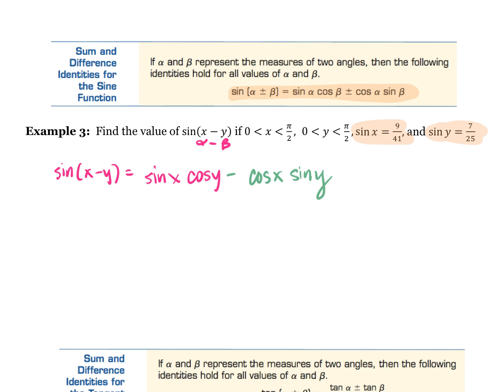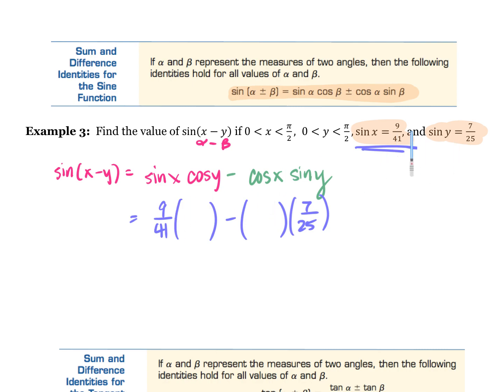Do you agree I can replace this sine of x with 9 over 41? I'm going to do a simple substitution and say, well, this sine of x is 9 over 41. Do we know what the cosine of y is? We don't know yet, so I'm going to just leave that blank. We're going to multiply that by something. Minus, do we know what the cosine of x is? I don't think so. Do we know what the sine of y is? Yes. Yeah, thanks. That one is 7/25. So now it's like, okay, how the heck do I go find this stuff?